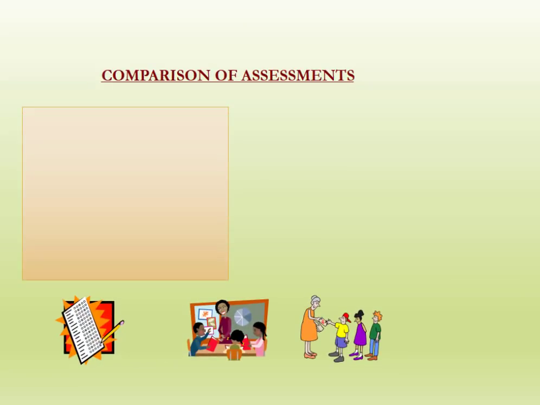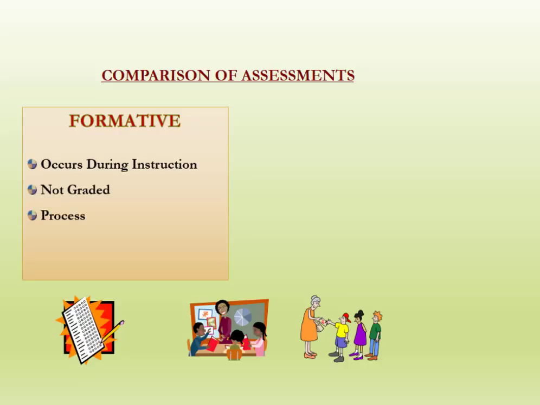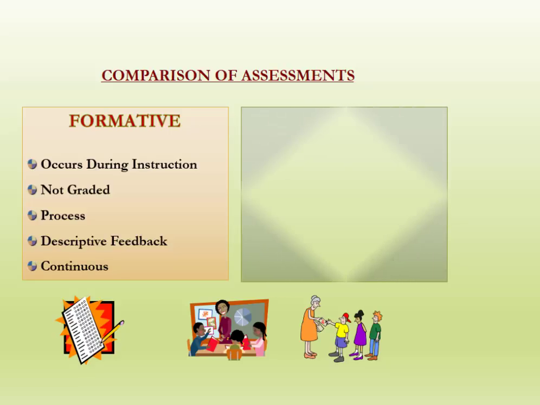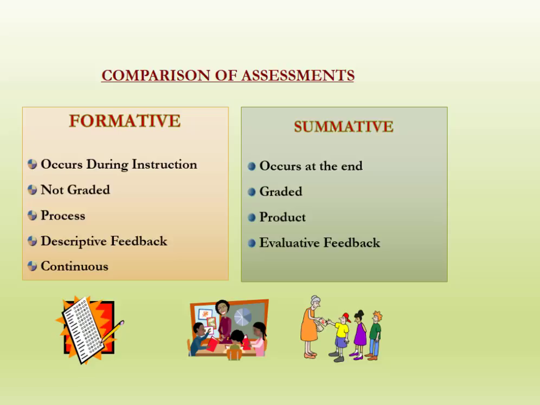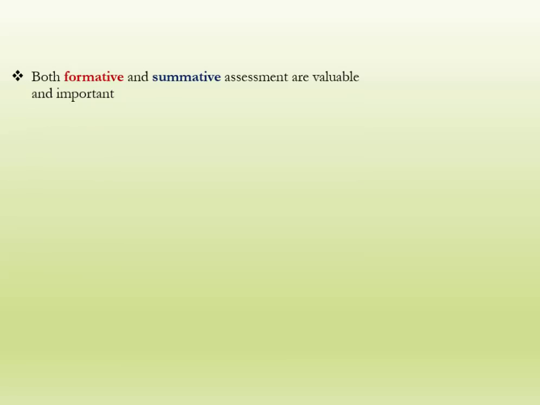So this is the comparison of assessment. Formative assessment occurs during the instruction, is not graded, and is a process, with descriptive feedback, which means the teacher gets feedback on a frequent basis, and it is a continuous process. On the other hand, summative assessment occurs at the end, is graded, and is actually a product, with evaluation feedback that is periodic. Periodic means midterm, final term, first semester, second term. These are the periods of a summative assessment.